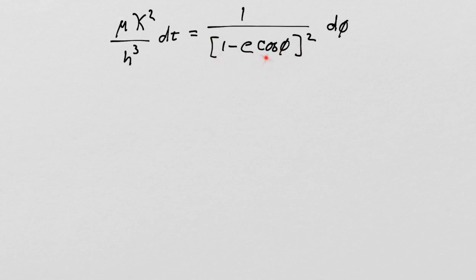It looks like it's simple: 1 minus e cosine phi quantity squared. That should be trivial. And it does show up in some more sophisticated charts of integrals. But this isn't a totally trivial integral. So let's begin and let's tackle this thing.